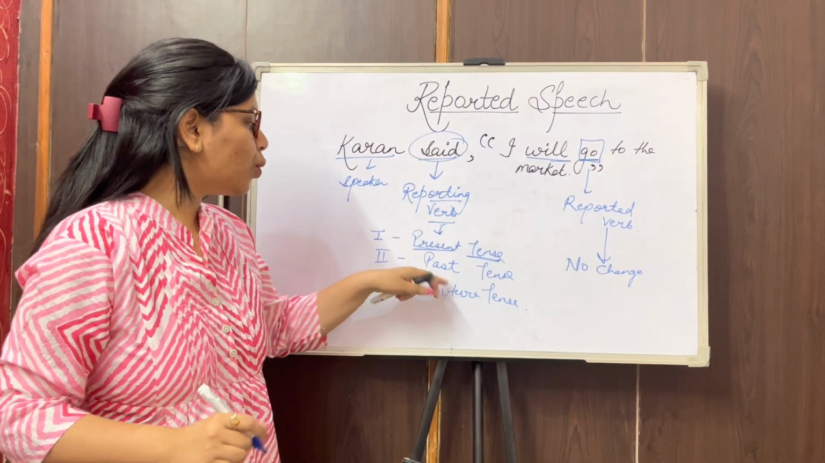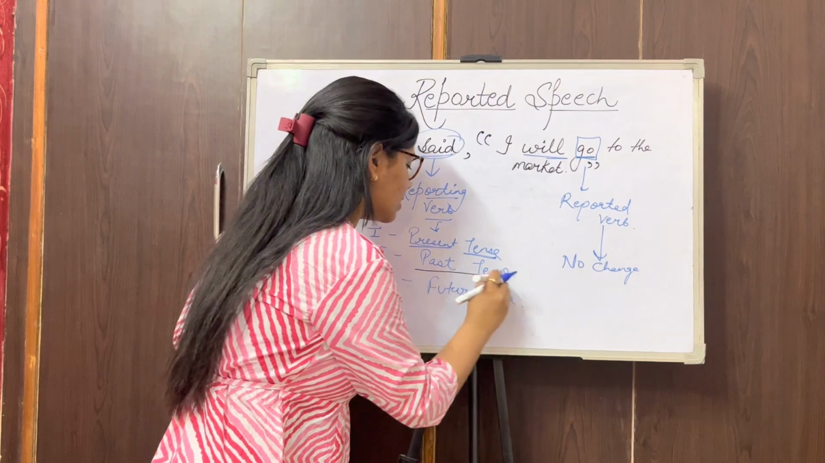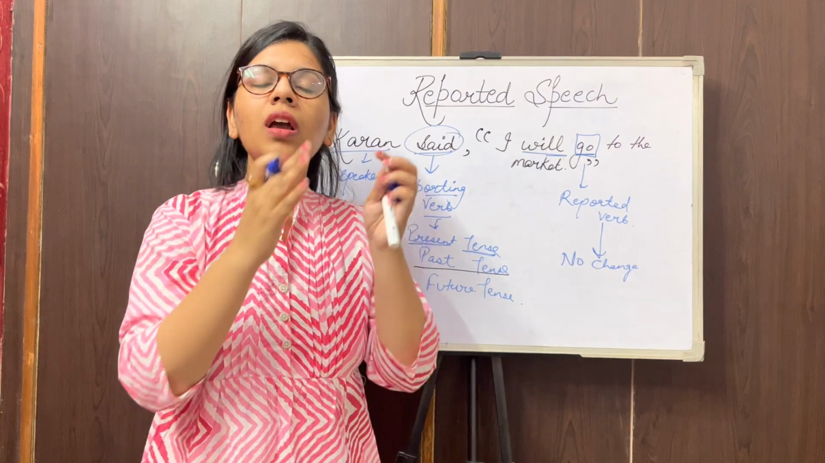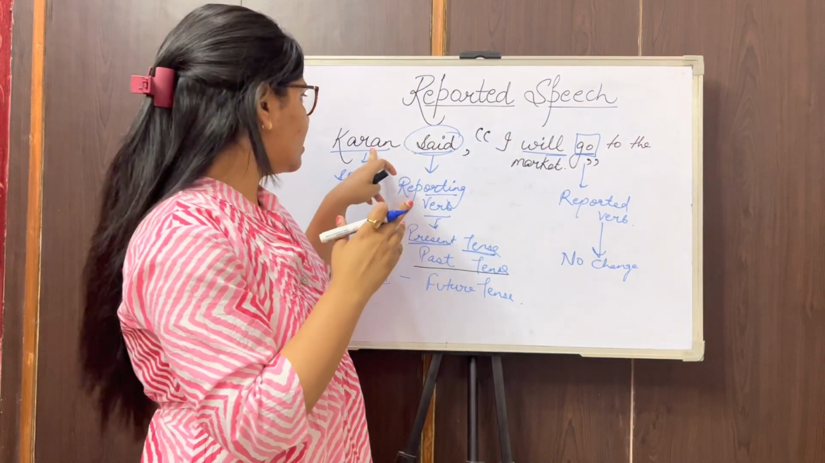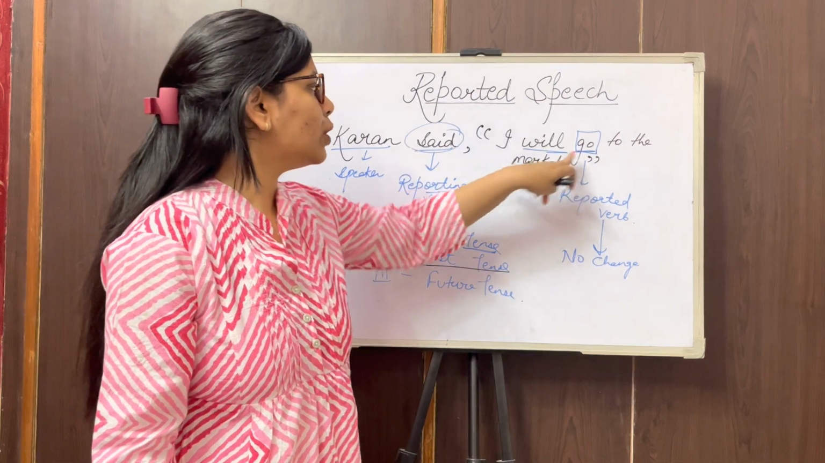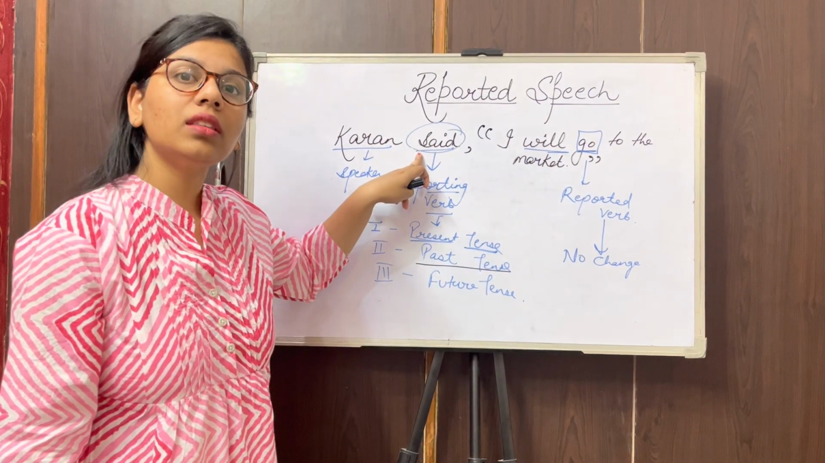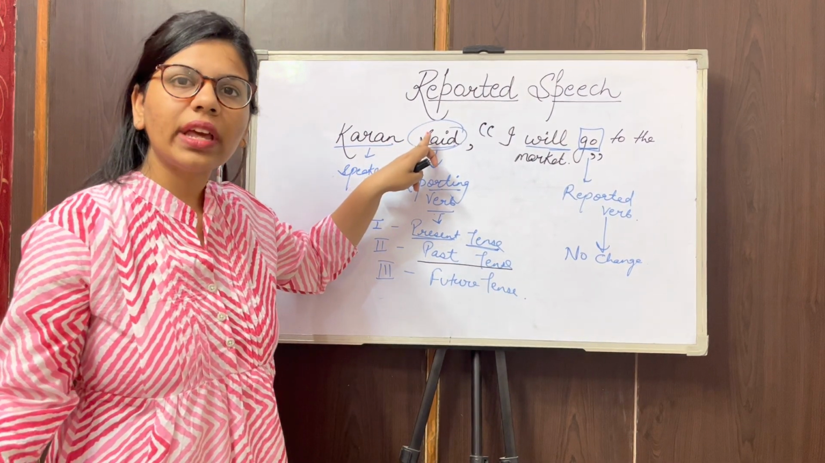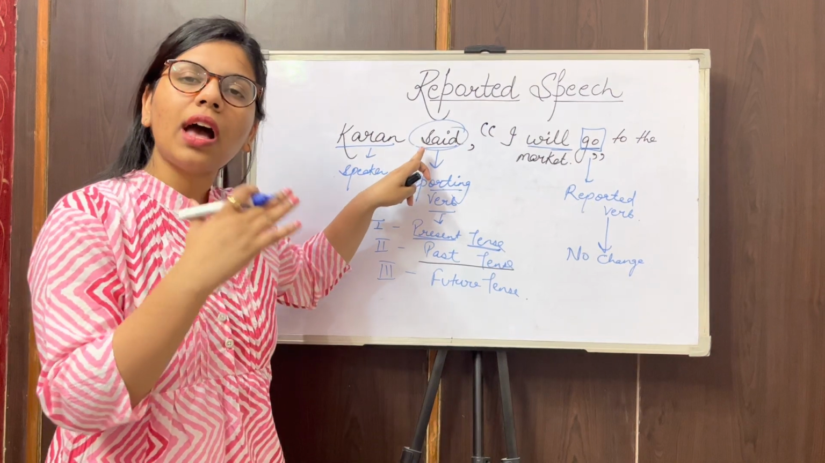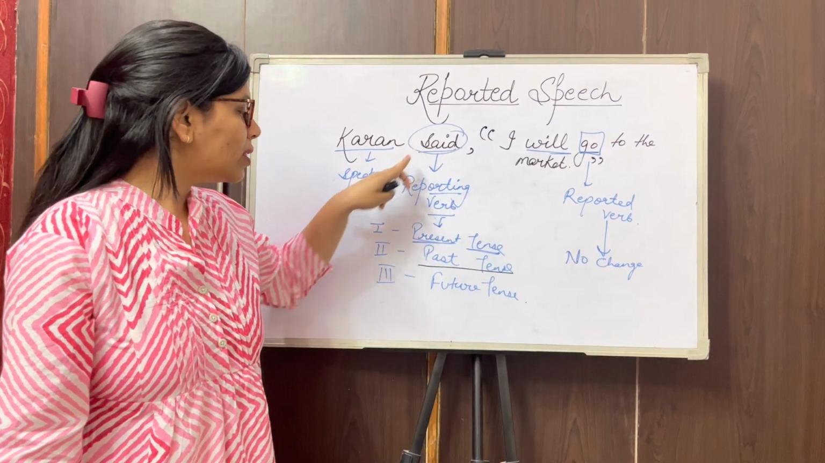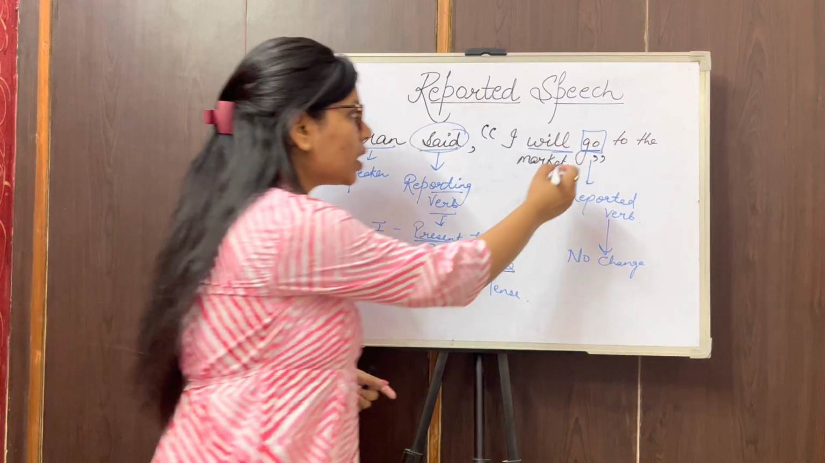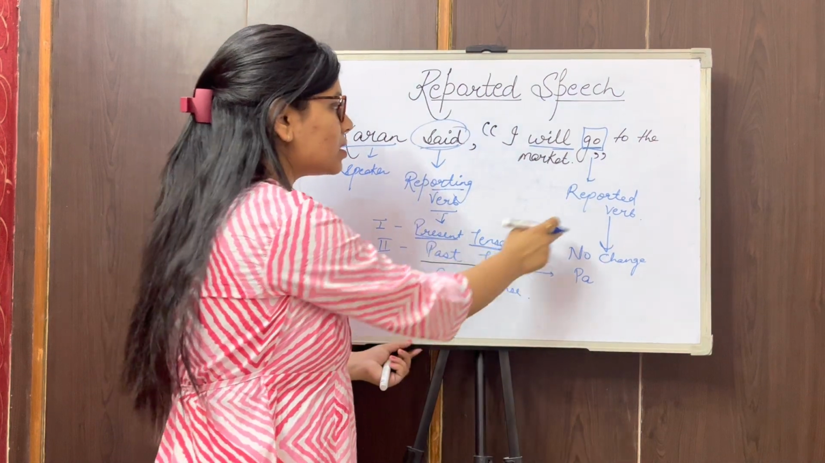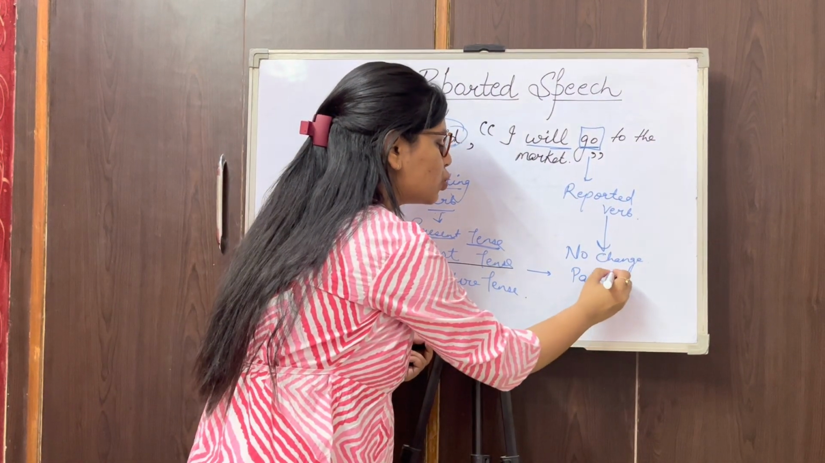However, if the reporting verb is in the past tense, for example, Karan said, let's take the sentence only. Karan said I will go to the market. Karan ने कहा था कि वो मार्केट जाएगा. Now this is past tense. अब ये ऐसा हो नहीं रहा है. उसने कहा था, उसने past में कहा था और अब वो चीज़ आप बता रहे हो. So when the reporting verb is in the past tense, the reported verb will also change to past.